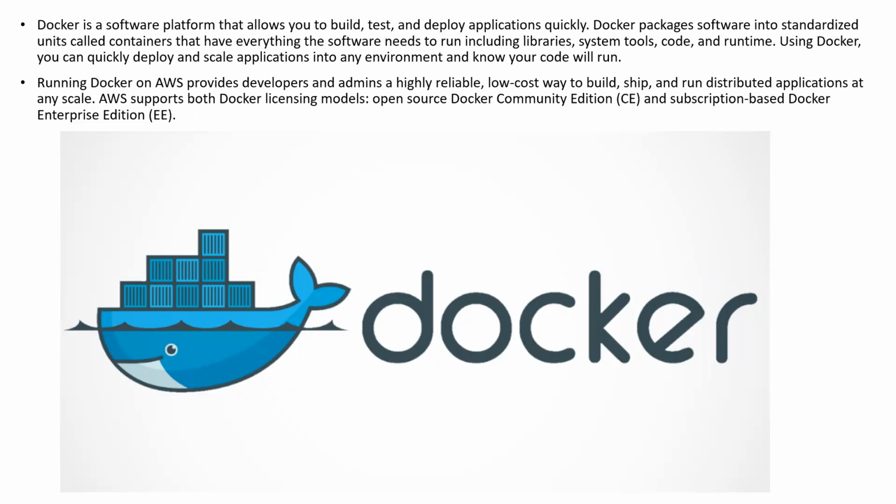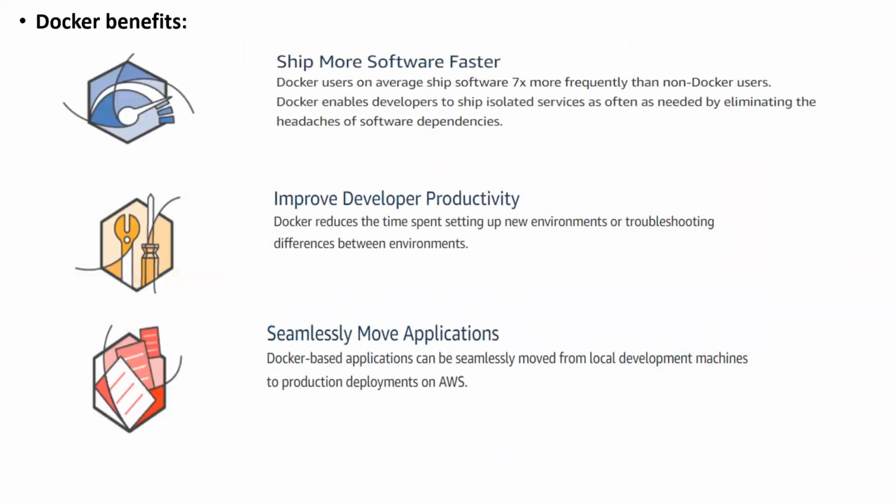So what are the advantages of using Docker? One is shipping more software faster. Docker users on average ship software seven times more frequently than non-Docker users. Docker enables developers to ship isolated services as often as needed by eliminating the headaches of software dependencies. So moving and shipping software to other environments is faster compared to non-Docker users, and isolated services are given to the user as often as needed, eliminating the headaches of software dependencies.